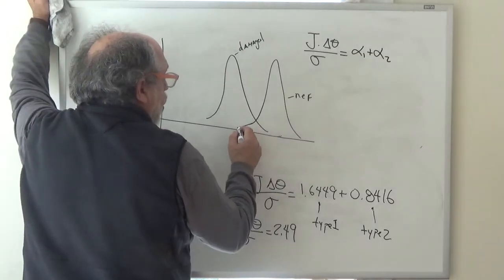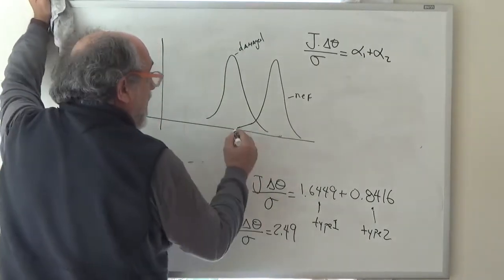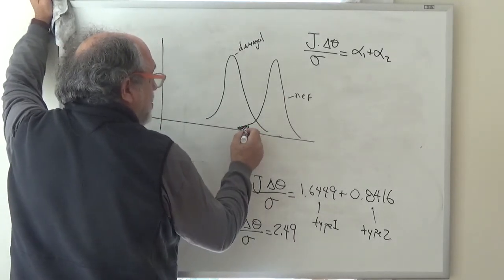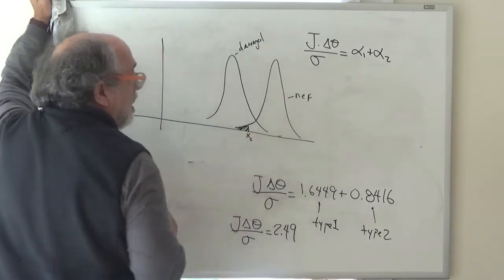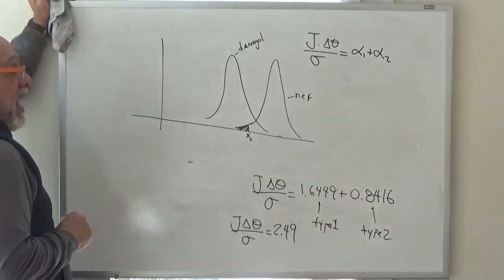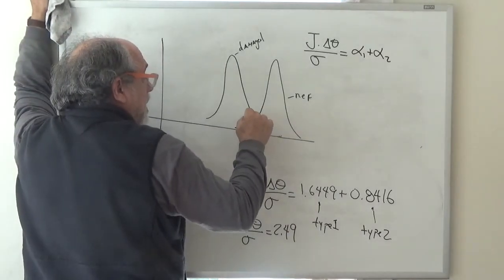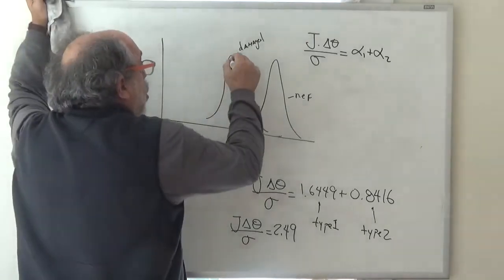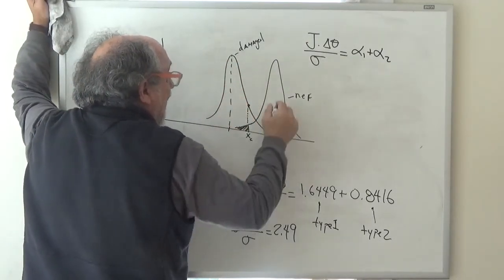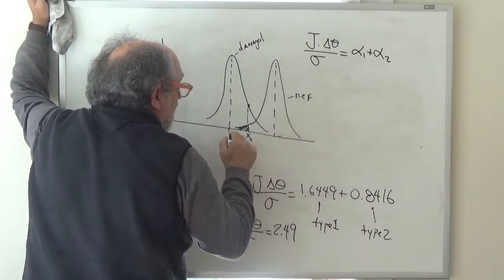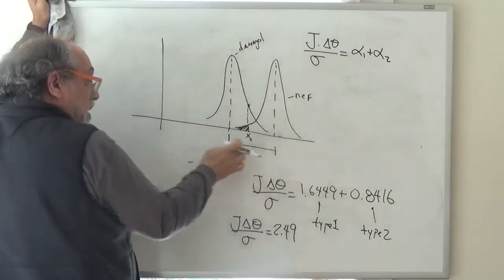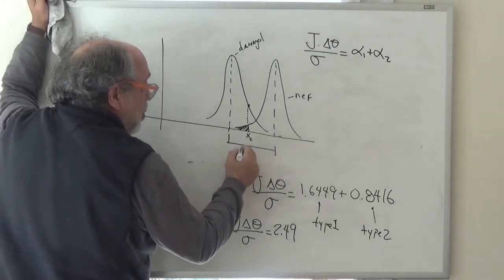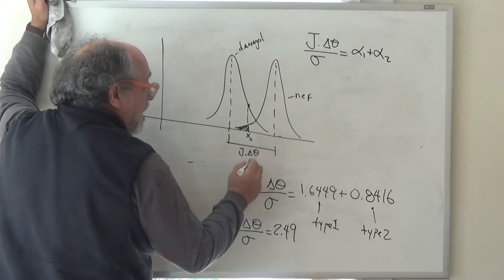Now, when we select the type 1 error, that gives us this point, XC, right? And that point immediately gives us this, right? Now, how far the damage has moved this to the left is just J times delta theta, right?